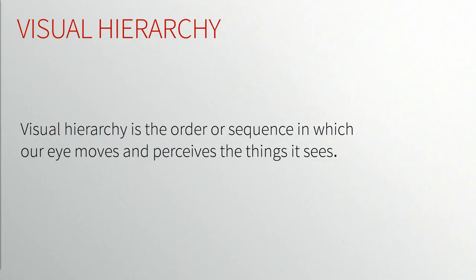Okay. So our next principle to consider, and this definitely contributes to creating successful and effective websites, is what we call visual hierarchy. Visual hierarchy simply is the order or sequence in which our eye moves and perceives the things that it sees. So when it comes to a web page, the visual hierarchy can be referred to as the sequence in which our eye moves from one topic to another topic to another topic.